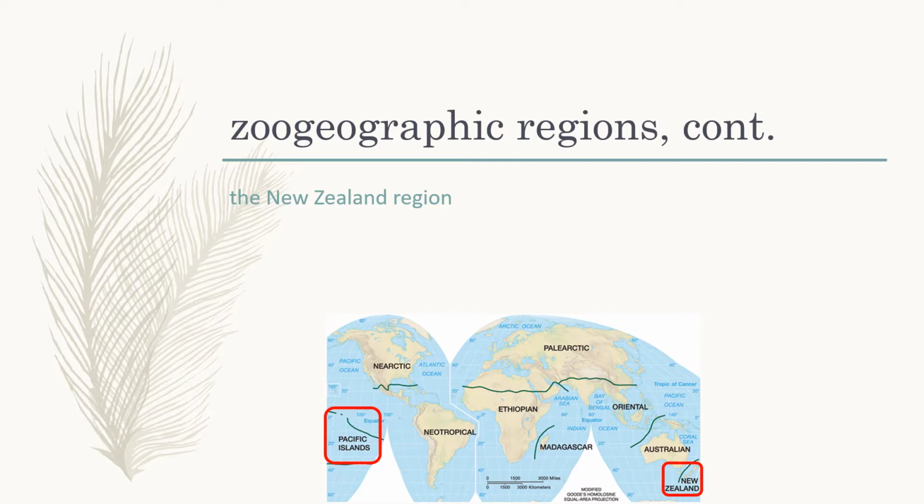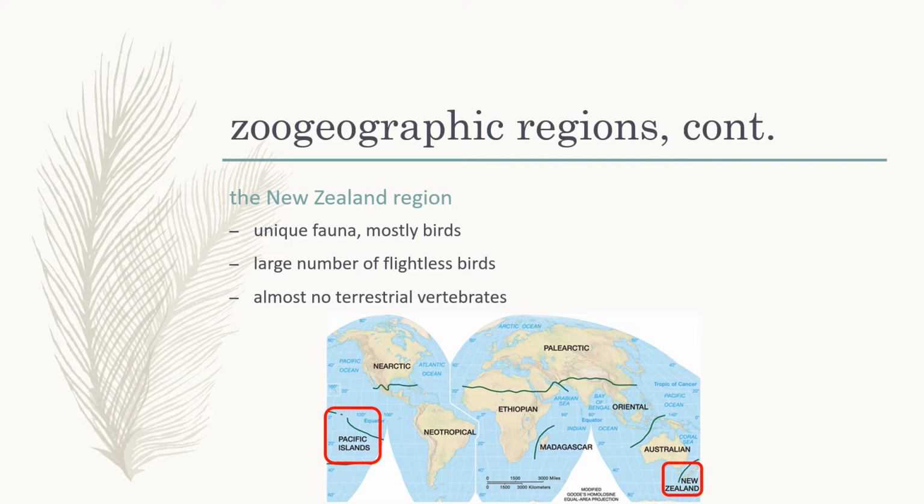The New Zealand region is located in New Zealand and possesses a unique fauna of mostly birds. A large portion of these birds are flightless, and this differentiates it from the Neotropical region. There are almost no terrestrial vertebrates in this region. The Pacific Island region is located in the Pacific Islands to the west of the Americas and is home to many isolated islands. It has a very limited fauna population due to this isolation.